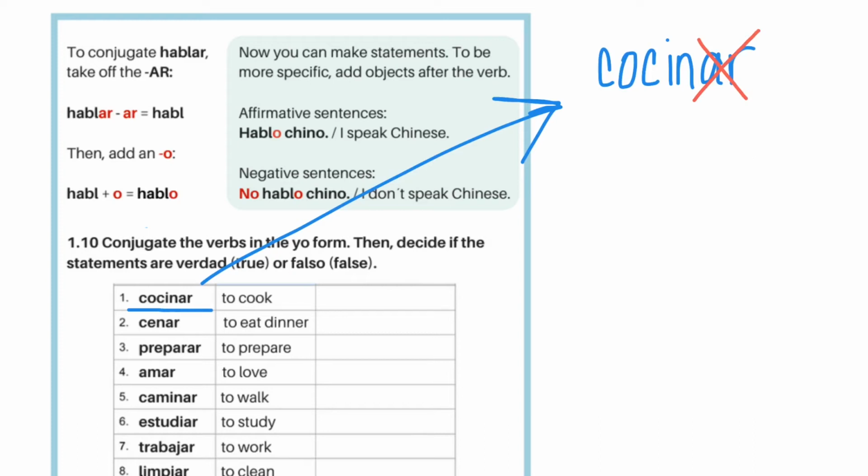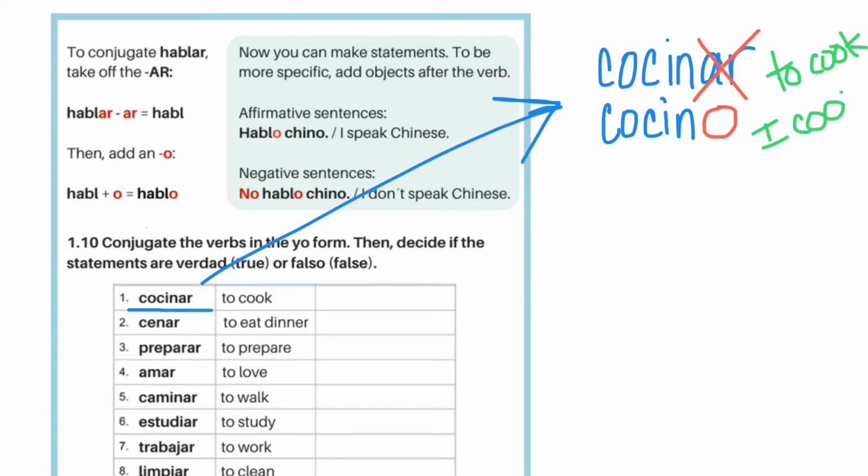Now I'm left with my word root, cocin. And from there, I'm going to add my new ending, which is the O. And now I have cocino. I went from cocinar, to cook, just the verb by itself with no person doing the action, to cocino, I cook.